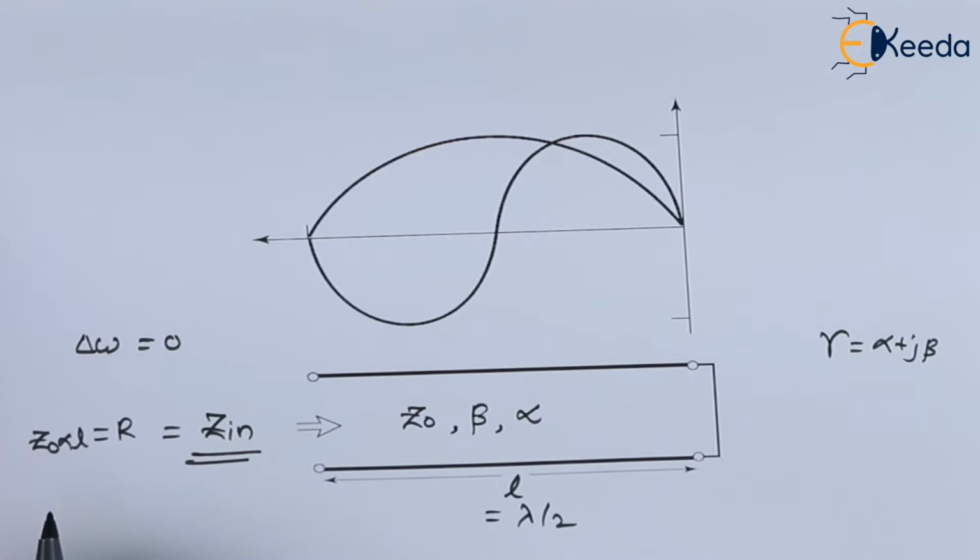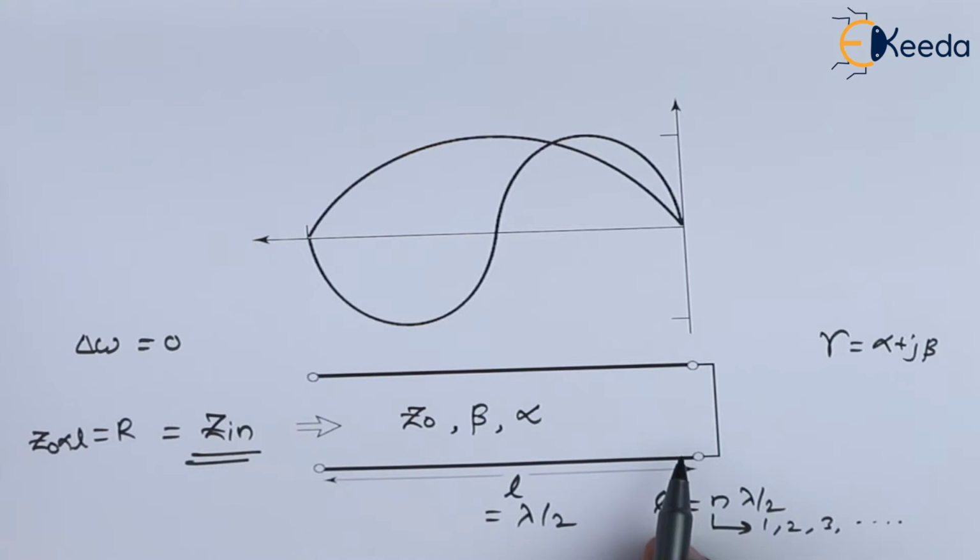Now the resonance also occurs when we have the condition that the length small l is n times lambda by 2, provided this small n holds the values 1, 2, 3 and so on.